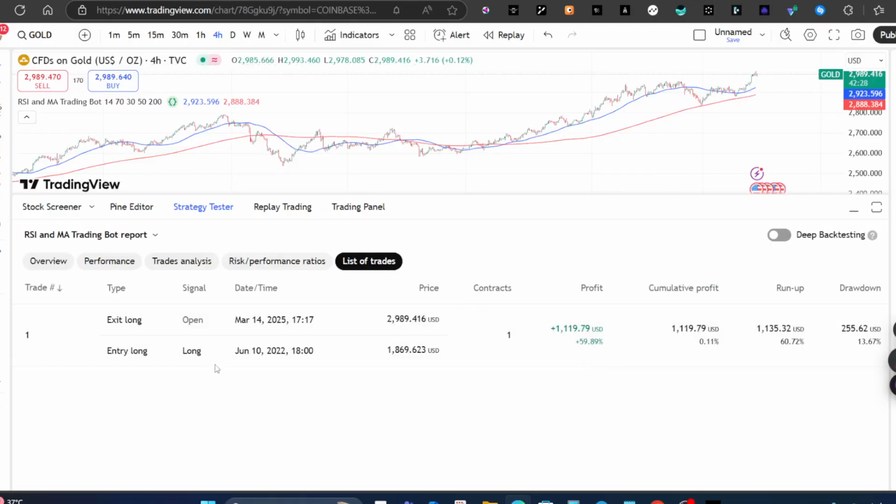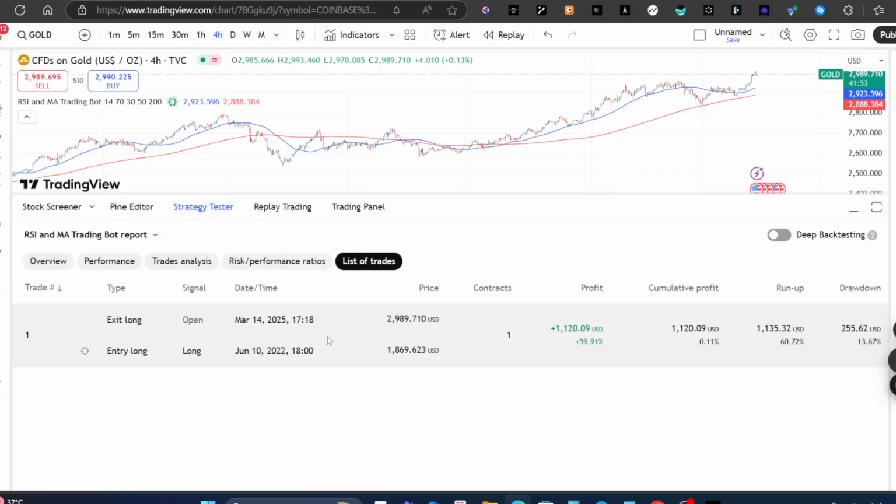Based on what we can see here, the strategy tester on TradingView is telling us that there was just one contract, and this is gold, right? CFD on gold, and based on what this is saying, the entry long was June 10, 2022. Exit long was, well, this says open, okay, and cumulative profit is 0.11%.